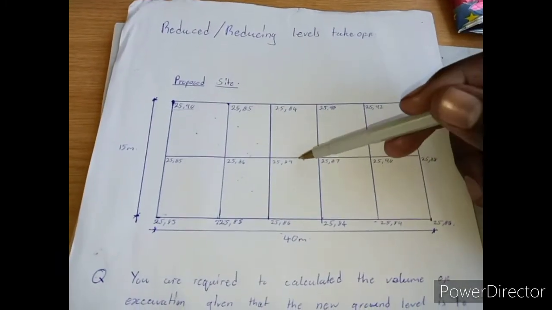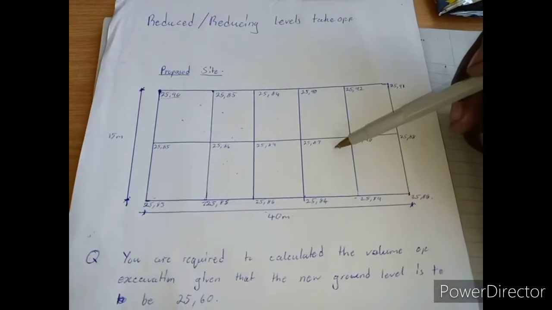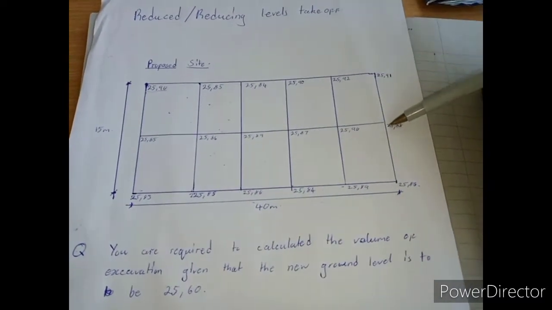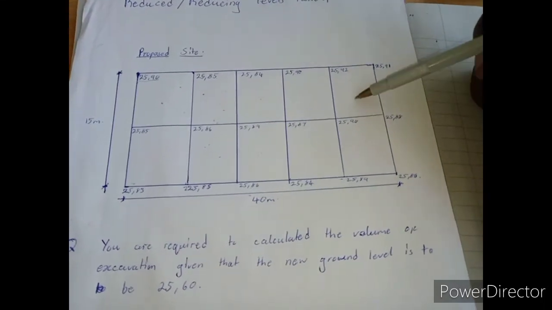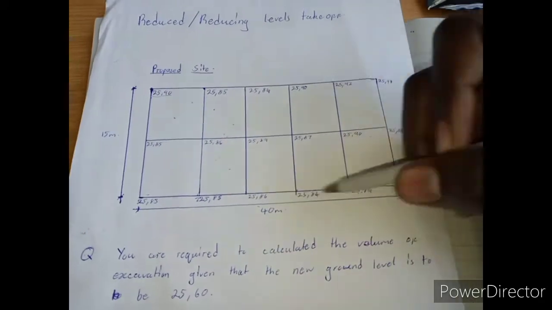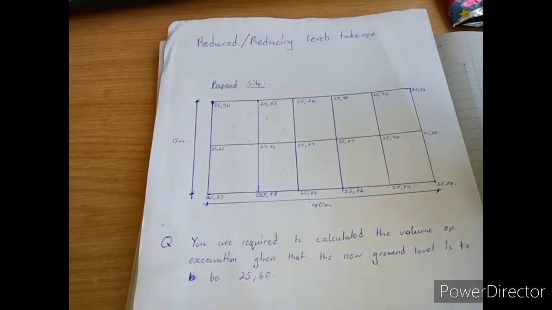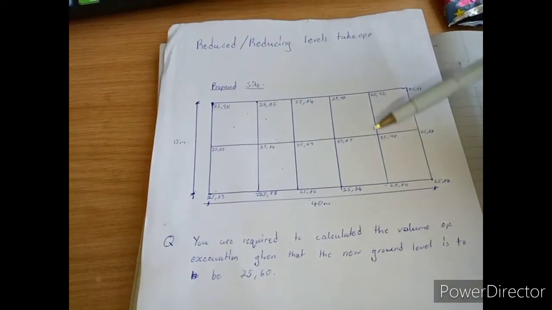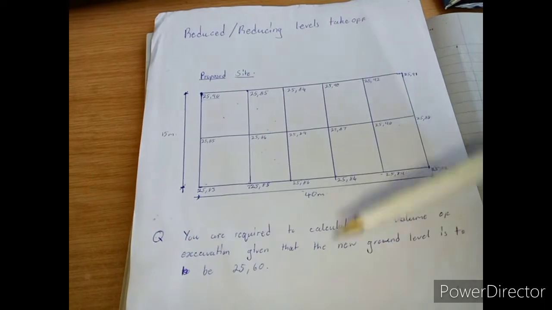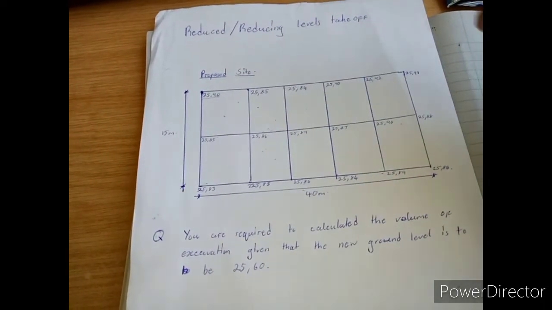Same for 2589, 2587, and 2590. And then 2588 affects two squares. Okay, so I hope you understand this one. So what you're going to do is sum up. You're going to see this when we are doing the calculations. So you sum up and then do all the calculations.